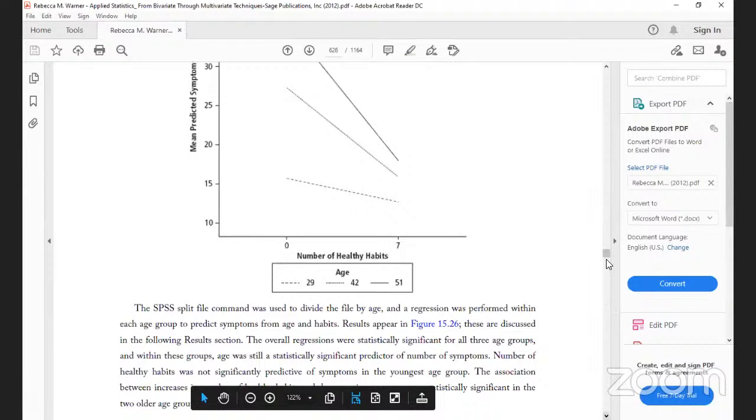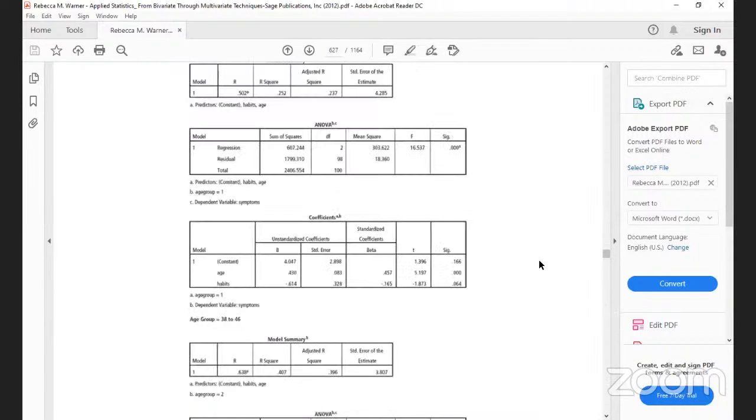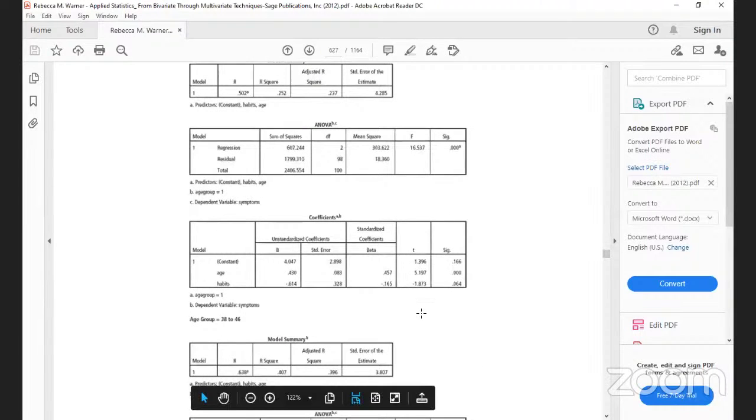Another book I have shared with the participants is a book specifically on mediation and moderation, written by Andrew Hayes. This book is also very good for understanding the mediation and moderation concepts.